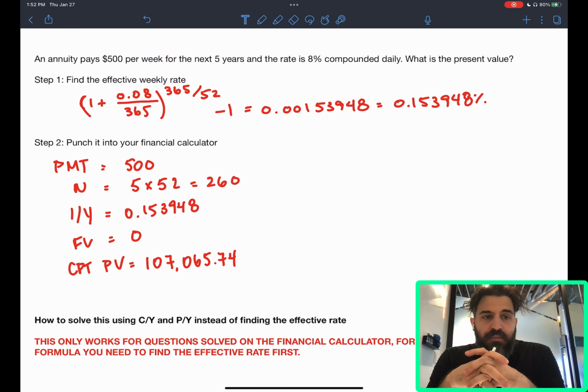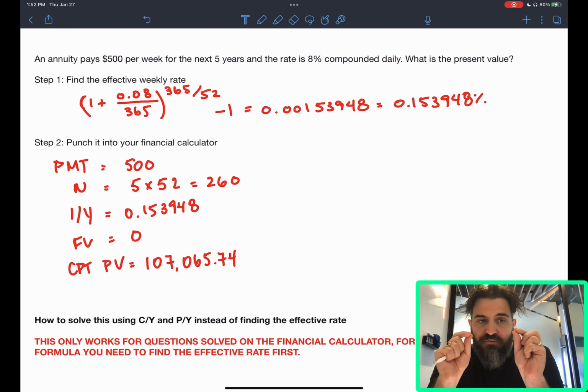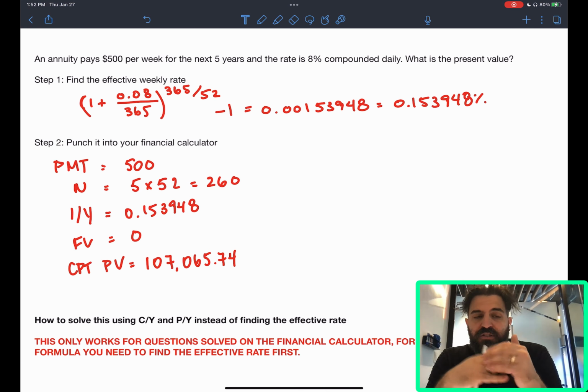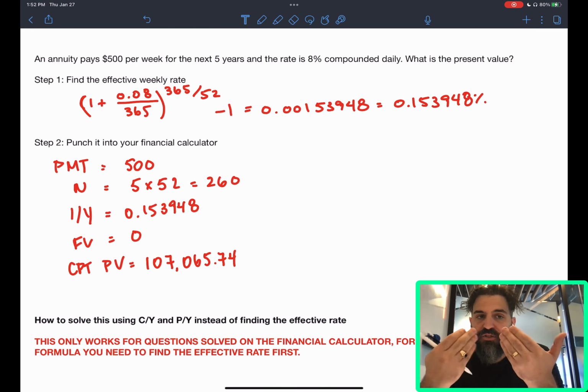A few of you asked me to show you the PY CY thing on the calculator. You asked why I don't use it. So I made a little video of me using it, explaining how it works. But first, I'll tell you why I generally don't use it.